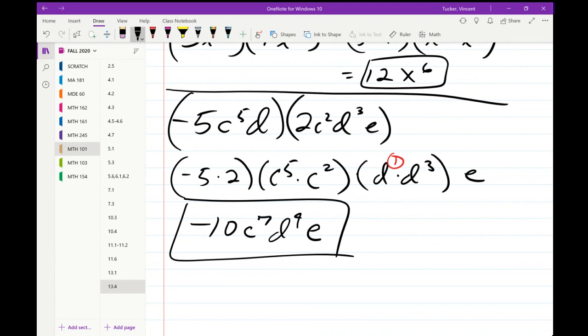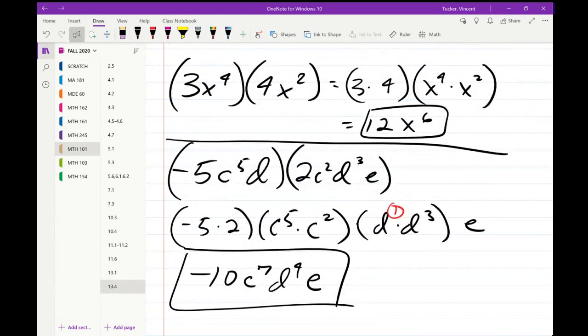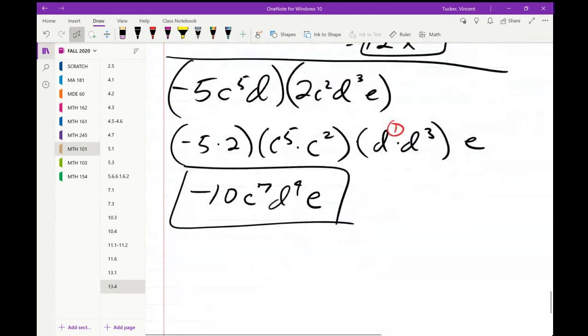All right, questions on that, either one of those two? So you multiply the numbers in front of the variables, your coefficients, they're called coefficients. Then you add your exponents of your like bases.